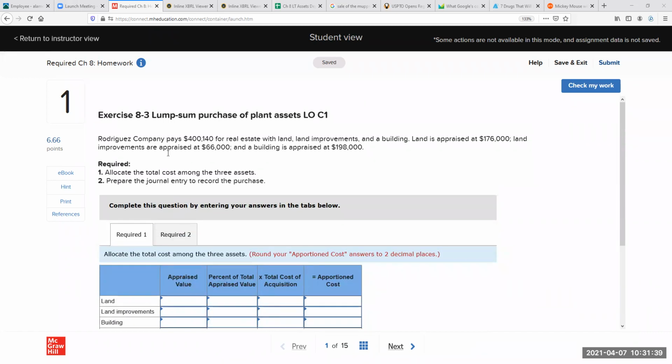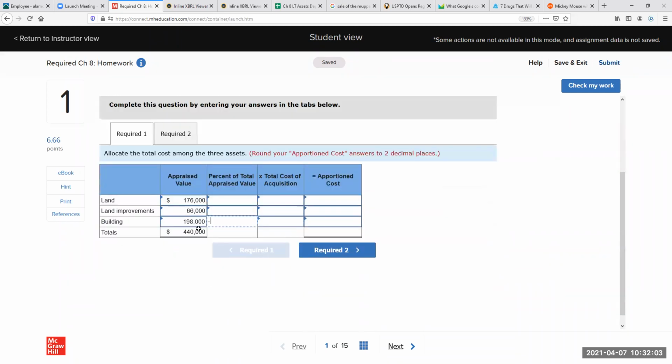So here you pay $400,000 for real estate with land, improvements, and building. Well, you have to allocate the cost. They were appraised. The land was appraised for 176, and the improvements are 66, and the building is appraised for 198. So you have to figure out the total appraised value, which is 440.